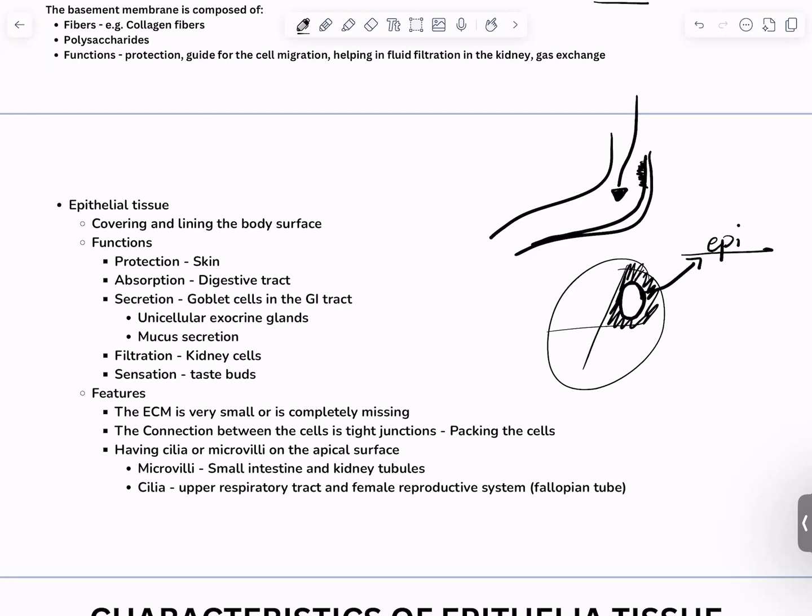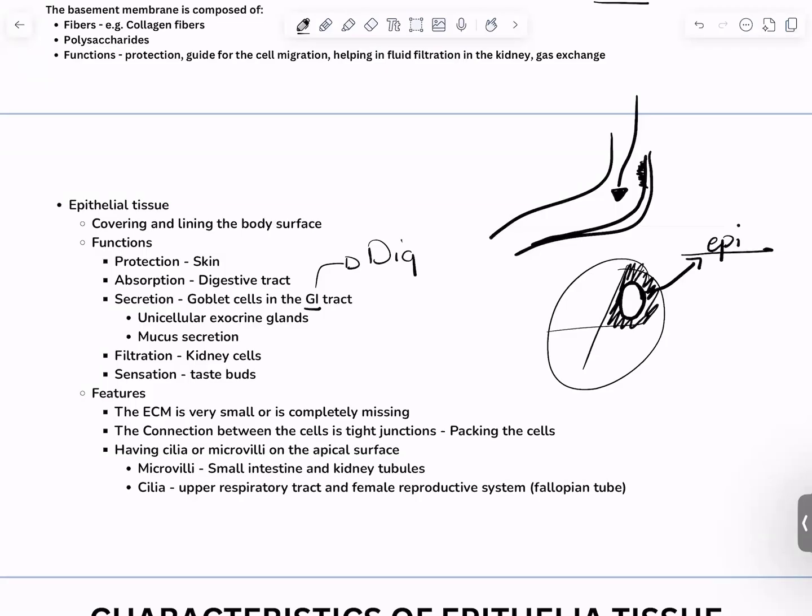But when we cover or line the body surface, we are discussing protection, as I told you, in the skin. We are discussing absorption in the digestive system, reabsorption in the kidney tubules, and secretion, as I told you, in the GI tract. We call it the gastrointestinal tract, the same name as the digestive system. So remember, this one is important.